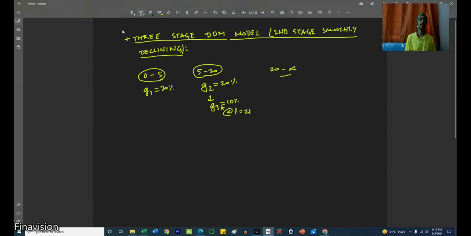Till perpetuity, it is 10%. Apart from that, let us assume that dividend at time 0 is $10 and the required rate of return is 12%. Okay. Now what we need to do is find out the valuation. Let's do that.